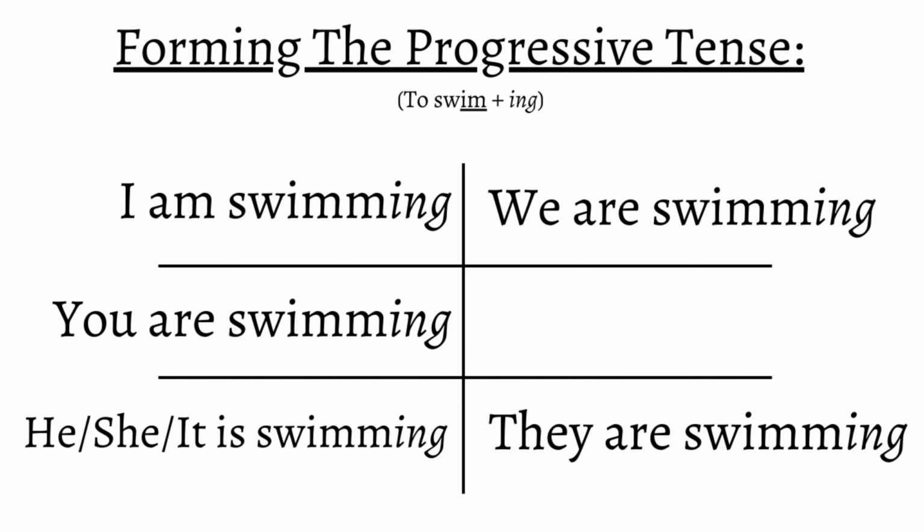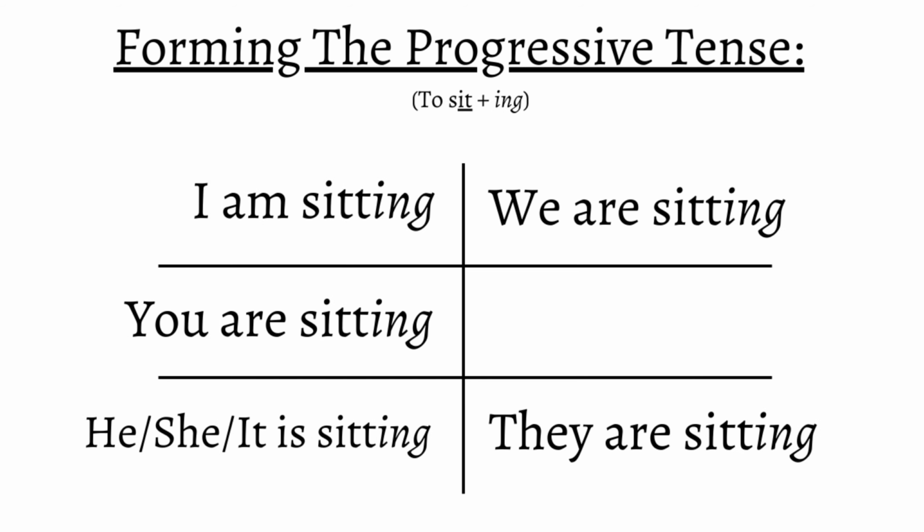Another verb is to swim. I am swimming. You are swimming. He, she, it is swimming. We are swimming, and they are swimming. Another verb is to sit. I am sitting. You are sitting. He, she, it is sitting. We are sitting, and they are sitting.